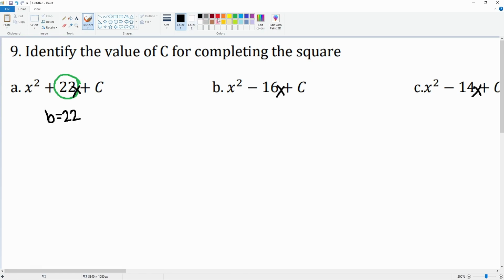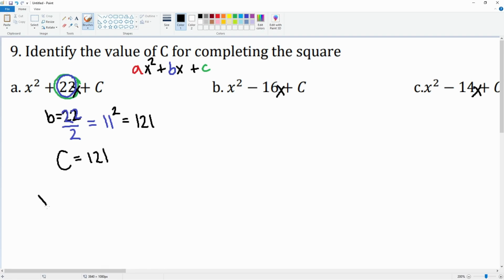Because again, the standard form is a x squared plus the b, which is the one in front of the x, plus the constant. So what I circled here is the b term. The b term is 22, right? We first of all divide this by 2, getting us 11. Then we have to square it. That gets us 121. So that c is equal to 121.